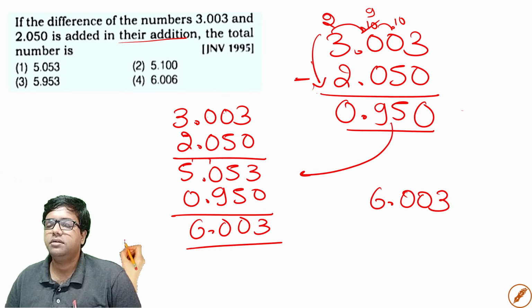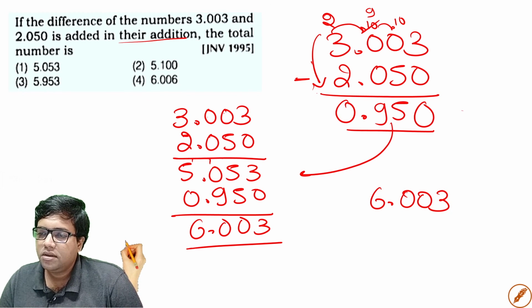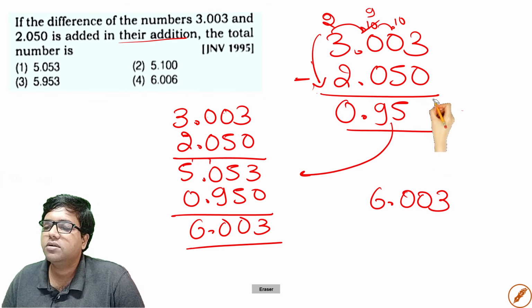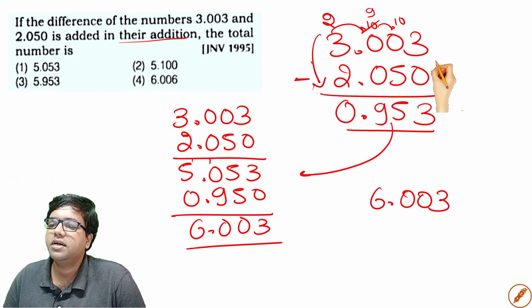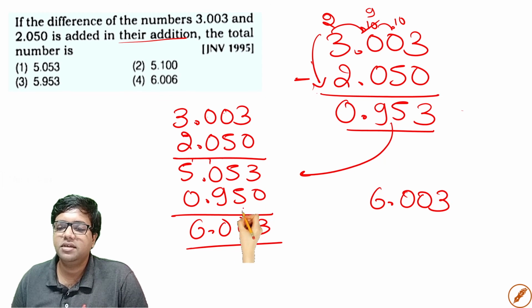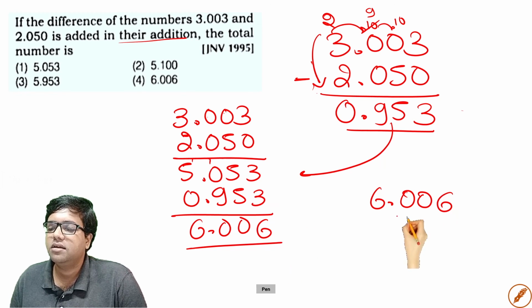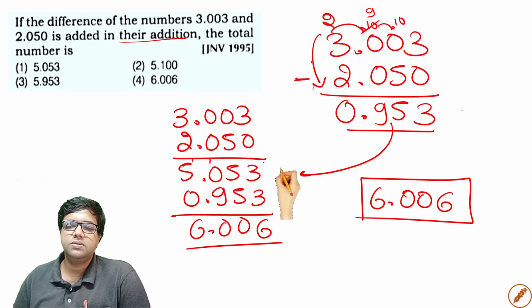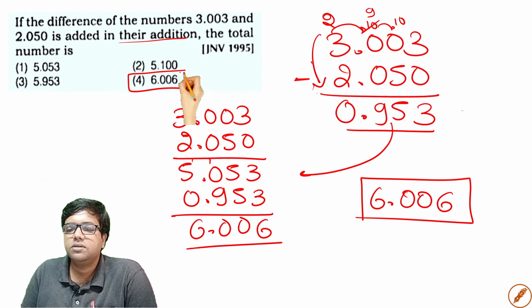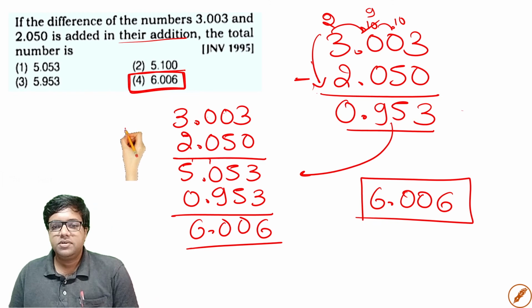6.003. Did we do something wrong here? Yes, we did something wrong here, because 3 should come here. When we subtract 3 minus 0, 3 will come. 3 minus 0 is 3, right? So we need to keep 3. When we are adding, we will get a 6 here as well. So 6.006 is the right answer for the question.